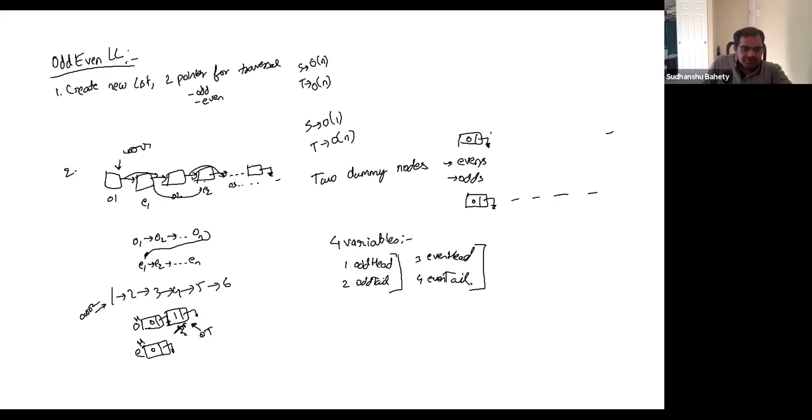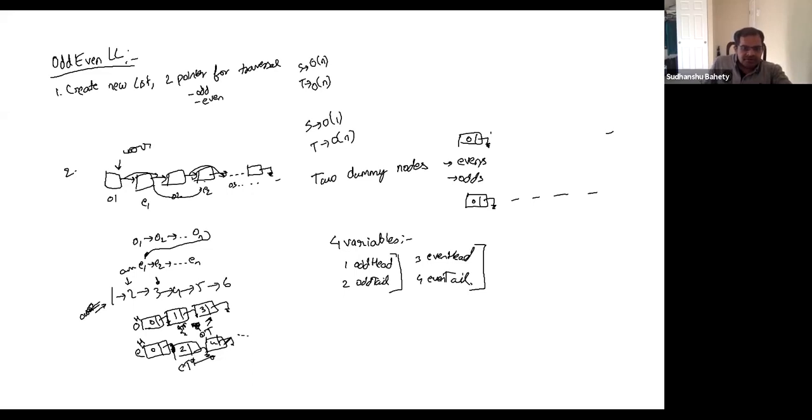Odd tail points to 1, right? Now when current goes to the next value, 2 is an even index, so we will add 2 over here, and even tail will point to 2. Now when 3 comes, we say that 3 is an odd index, so from odd tail, we know where odd tail is pointing to, and we will append 3 over here. We'll point this to null, and then odd tail will also point to 3. Similarly, when 4 comes, we know where even tail is pointing to, so we will add 4 over here, and then even tail will point to 4, and so on and so forth.